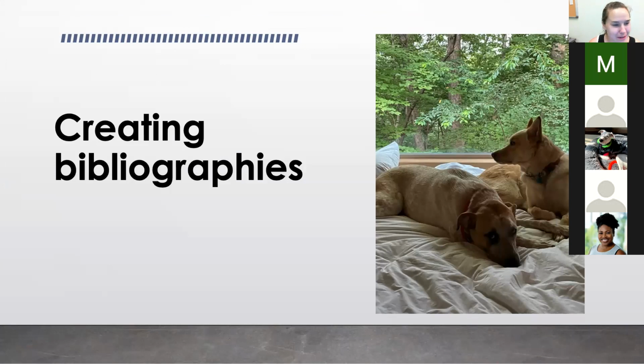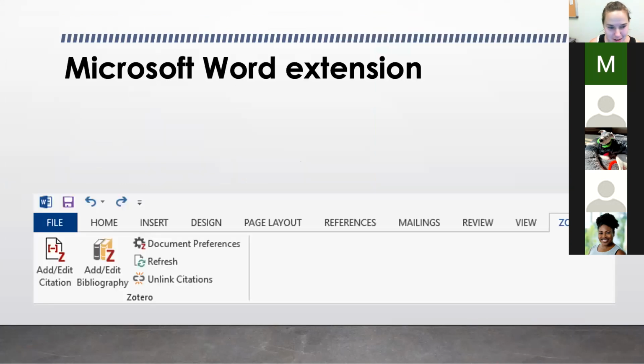So, creating bibliographies. In Microsoft Word, when you download Zotero, it should add an extra little tab into your Microsoft Word that says Zotero. When you click on that, this is what it looks like. You've got add, edit citations, add, edit bibliography, and then a couple other things that I truly almost never touch.